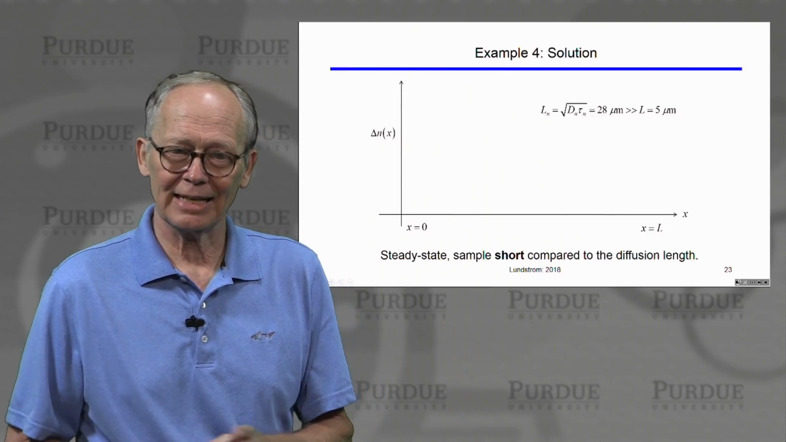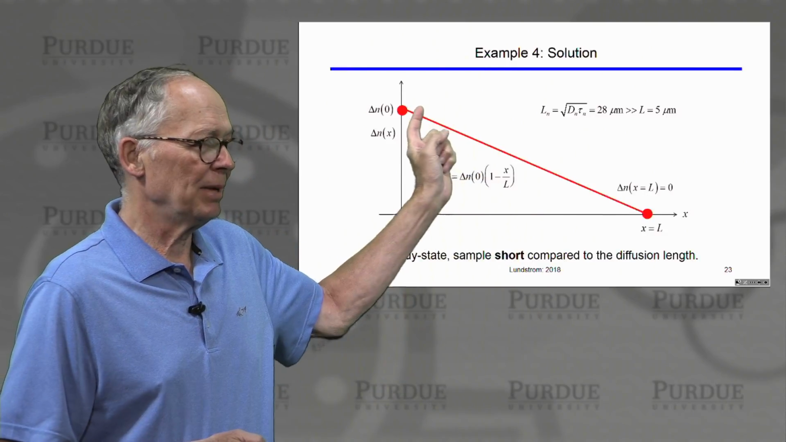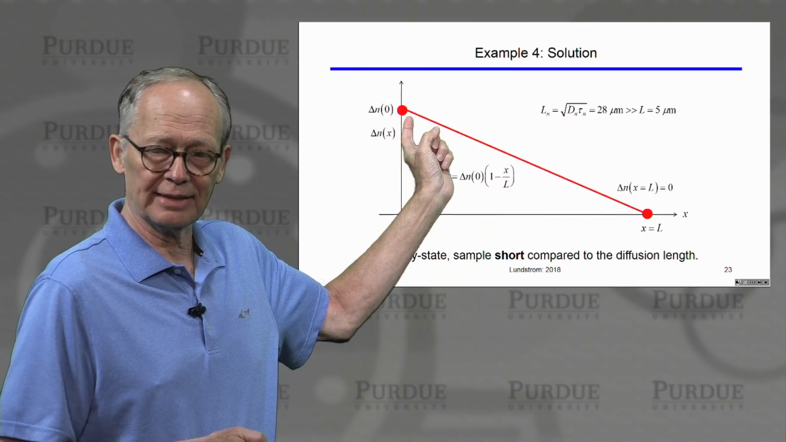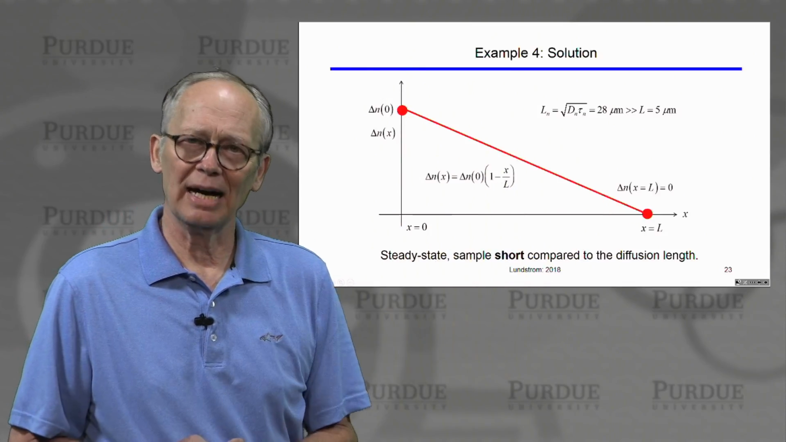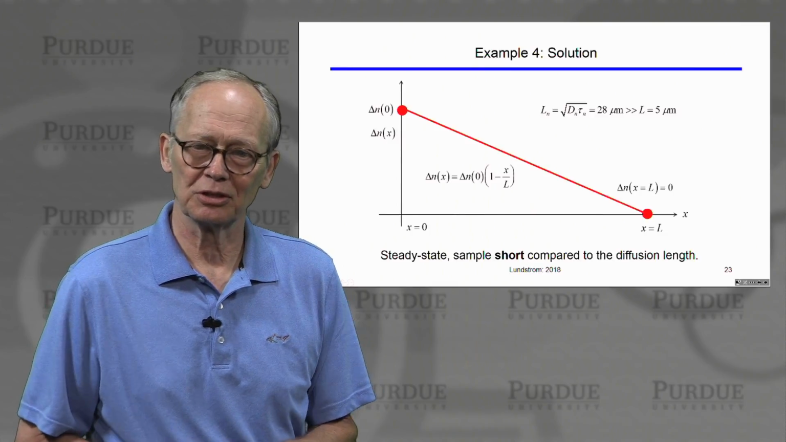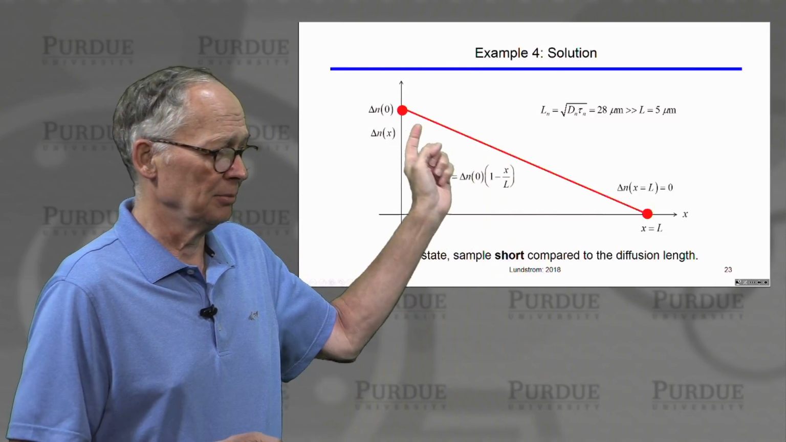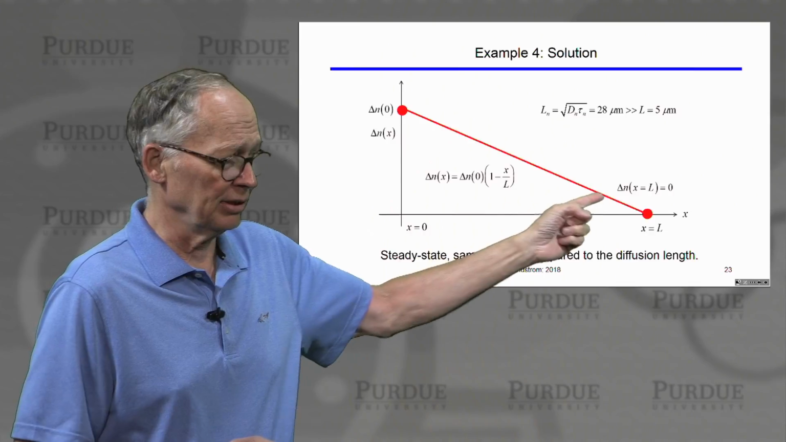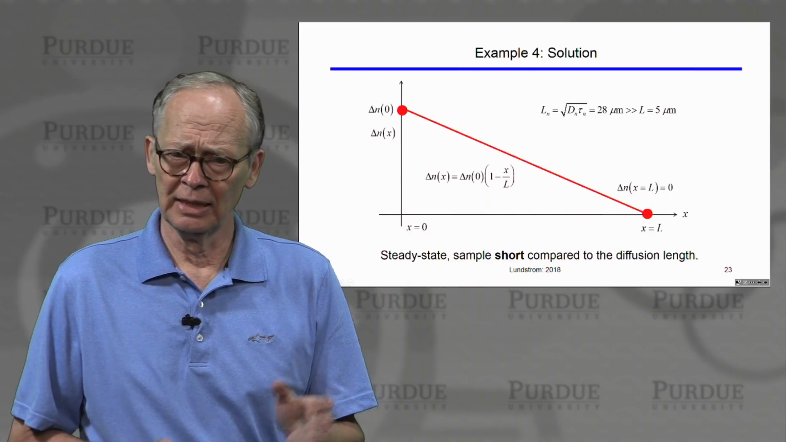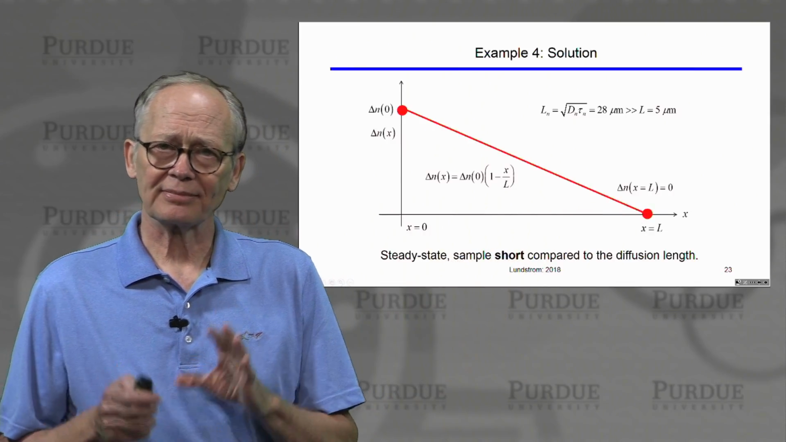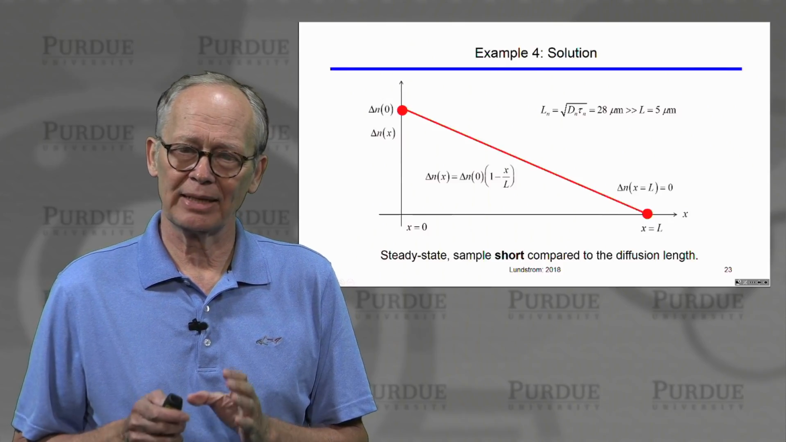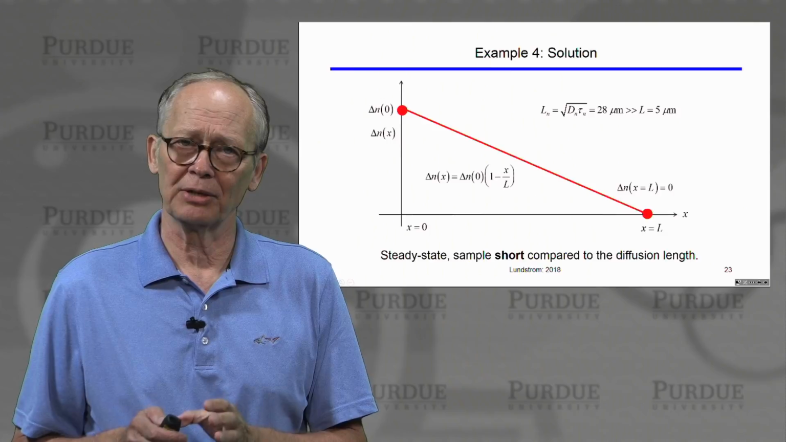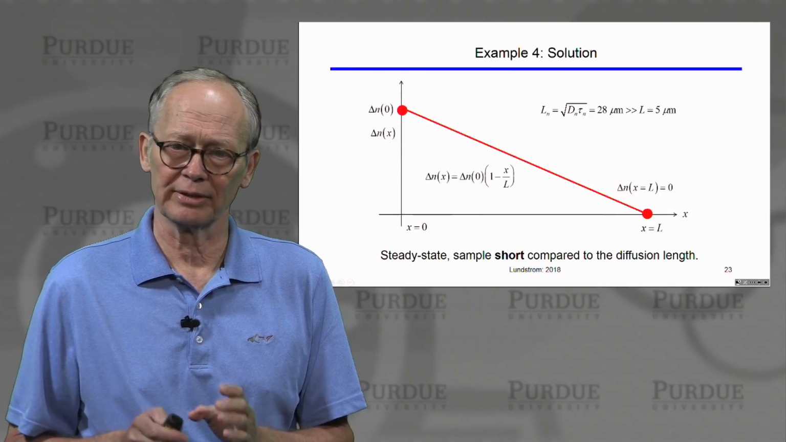Okay, if we plot that, we have the same boundary condition we did in the earlier example. We have the same boundary condition here, but in this case, we do not get exponential solutions. We get linear solutions. The minority carrier concentration just goes linearly from its value at the left to its value at the right. These are the kinds of solutions that we get when the semiconducting region is short compared to a minority carrier diffusion length.